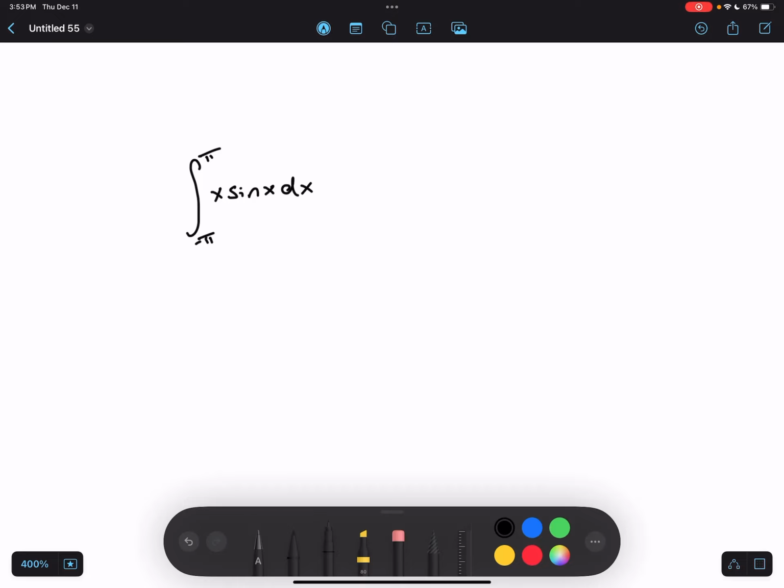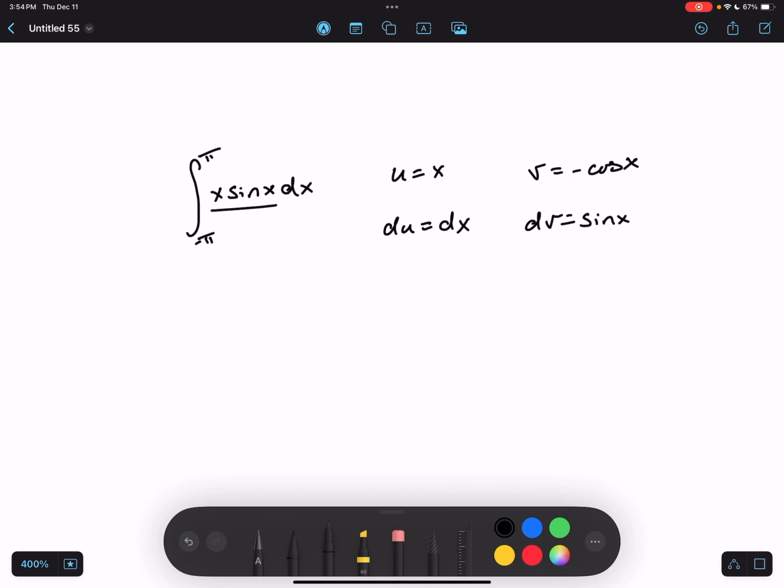Here we've got the integral of x sine x evaluated from negative pi up to pi, and this is a product with a not easily identifiable u substitution, so we'll go ahead and do integration by parts. We'll let u equal x, and the derivative of u equals the derivative of x. We'll have dv set to sine x, and then we'll integrate that to find that v equals negative cosine x.